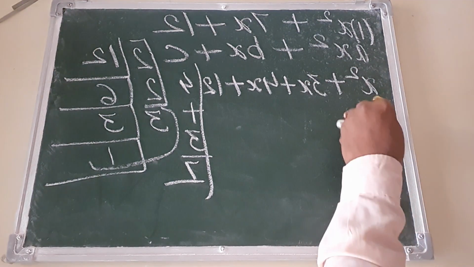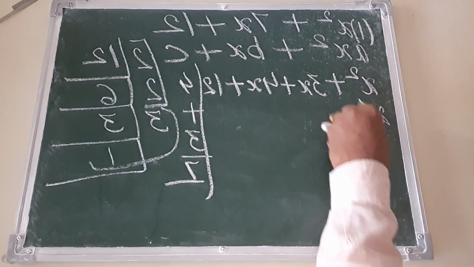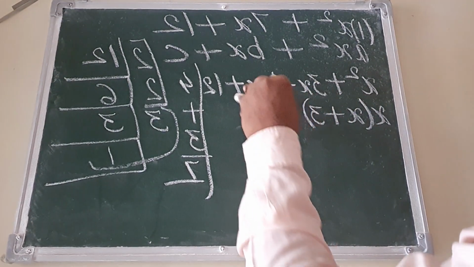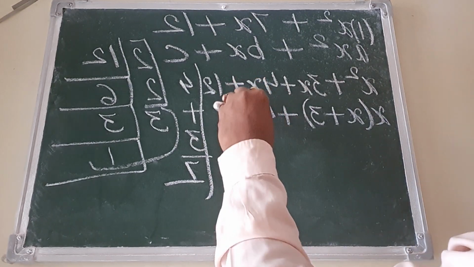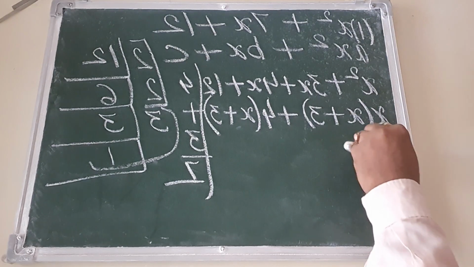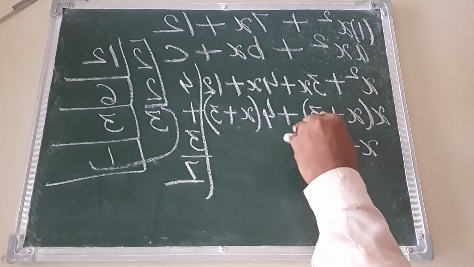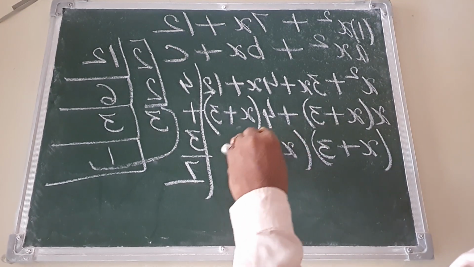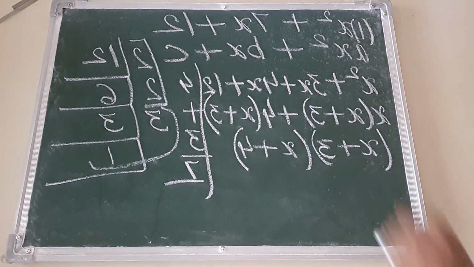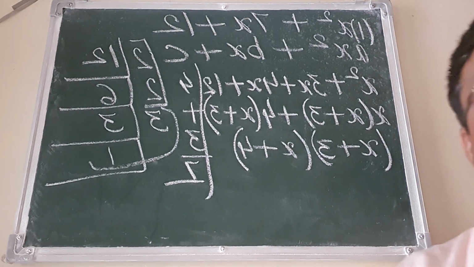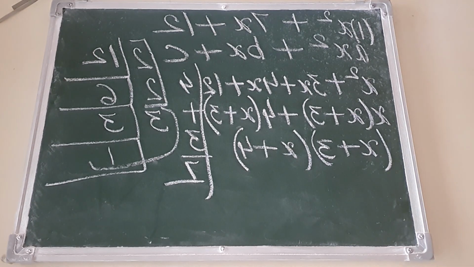So now taking common x from the first two terms, it is x plus 3 in the bracket, plus taking 4 common from the last two terms, it is x plus 3. So taking x plus 3 common from the two terms, the remaining is x plus 4. So I think you all might have understood this question. These are our factors. So we are going to understand this question once more.